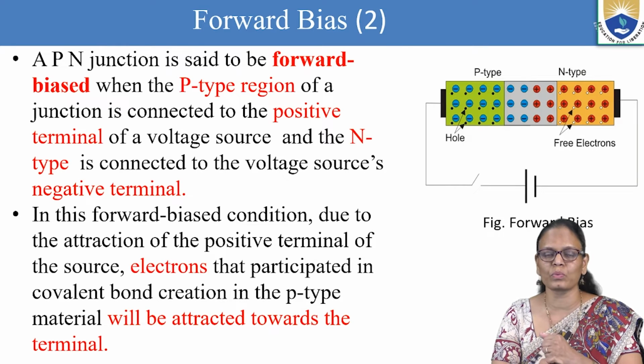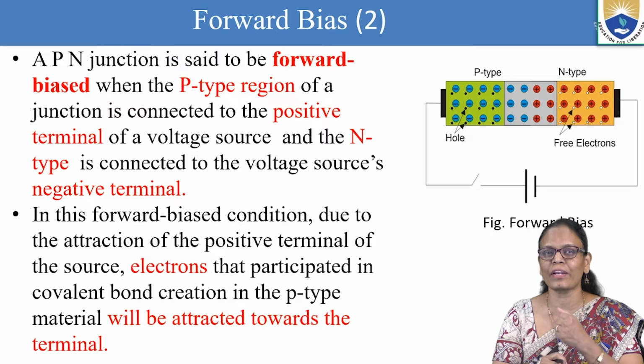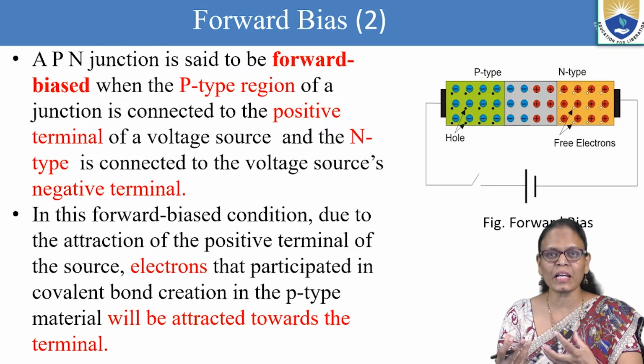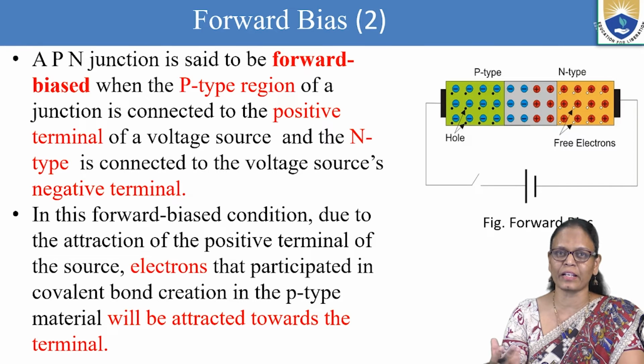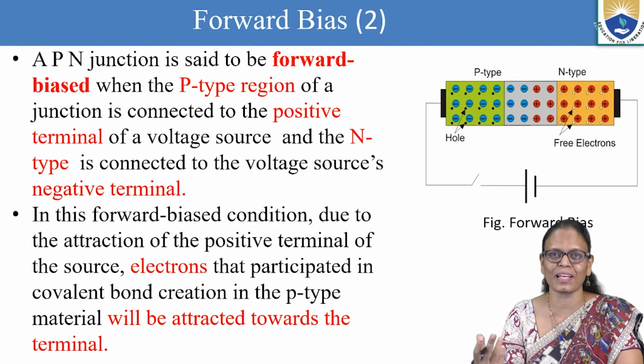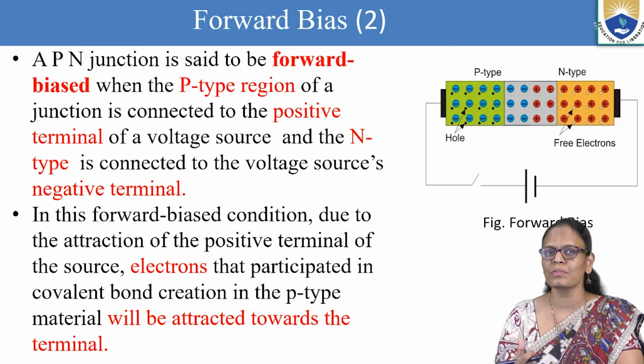So what do we do? This is the reason why we have to do the biasing. What is the need for biasing? Because the barrier is formed and we want to remove the barrier. So in order to remove the barrier and facilitate the movement of charge carriers across the junction, we do biasing.